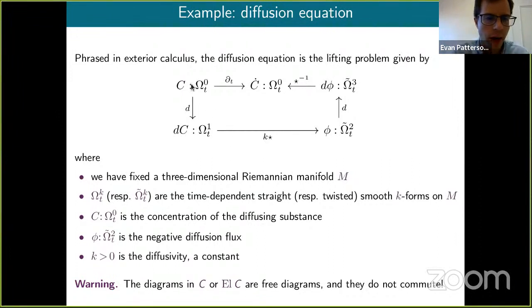What is making this work is that if I have a lift of this diagram, then what that's saying is that if I apply these operators to that particular element as I go around these paths, I get the same thing. But the paths don't commute in general. The whole point of solving the equations is to find something for which they agree.